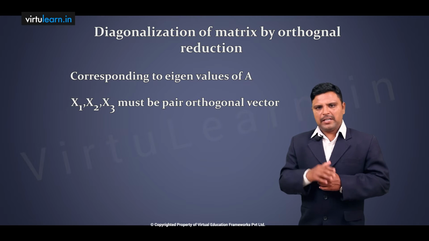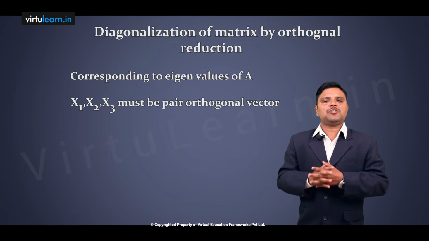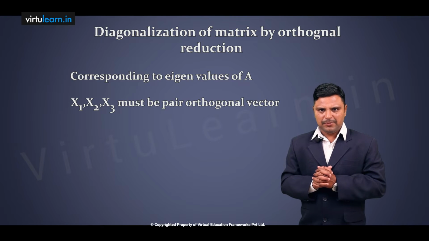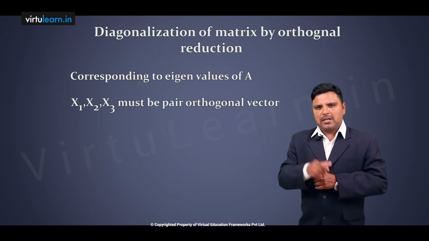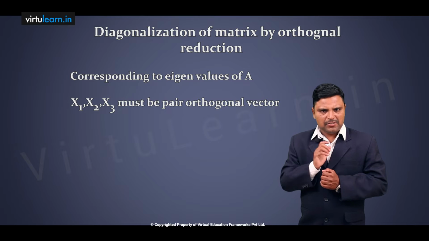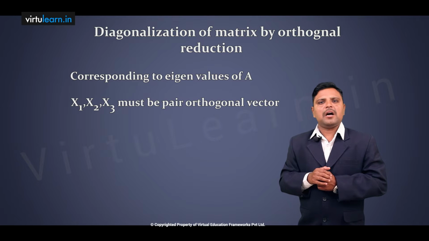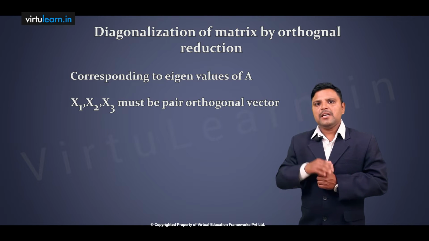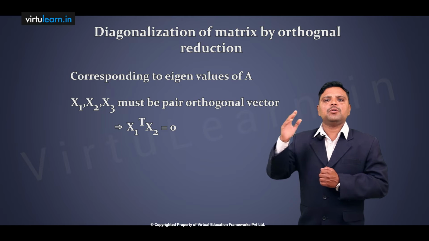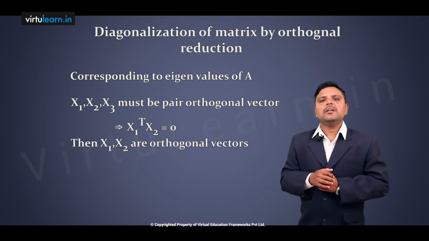Now, after calculating x1, x2 and x3, these x1, x2, x3 must be pairwise orthogonal vectors. What is the meaning of pairwise orthogonal vectors? I will explain. These eigenvectors are column vectors, that is, column matrices. The first eigenvector contains 3 elements, column wise, then the second eigenvector, the third eigenvector. If x1 transpose into x2 equals 0, then x1 and x2 are orthogonal vectors.